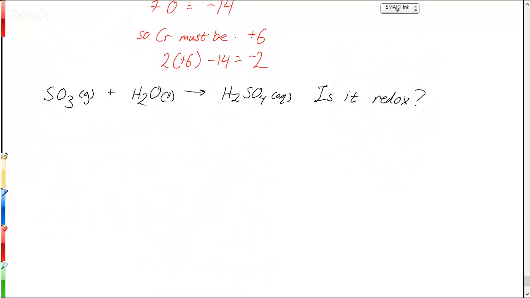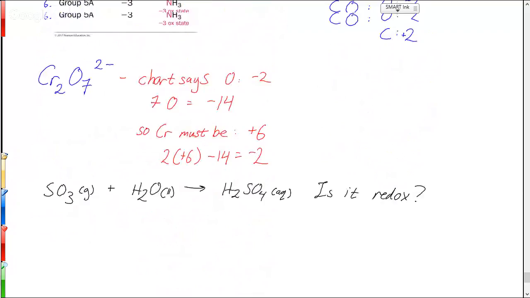We don't have any simple, obvious elemental substances here. So we can't just say, oh, there's a pure element, so that one's got to be a redox. So how do we determine if this is a redox reaction or not? What do we have to do? You look at the charts. Yeah, you have to assign oxidation states to each element on each side, and then see if anything's changing or not.